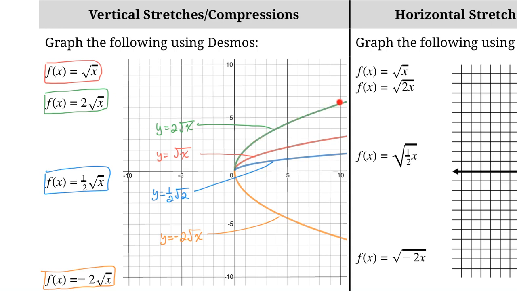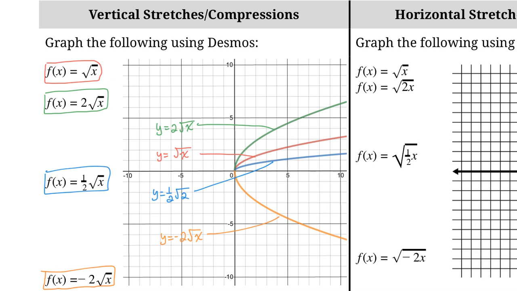This green function right here, y equals 2 root x, is a lot bigger than the parent function. If we look at the equation, y equals 2 root x, 2 is being multiplied by our parent function. But I want to pay close attention to where that 2 is located. Notice how it's on the outside of the function, not inside the square root symbol.